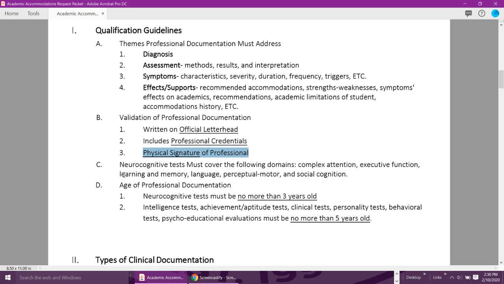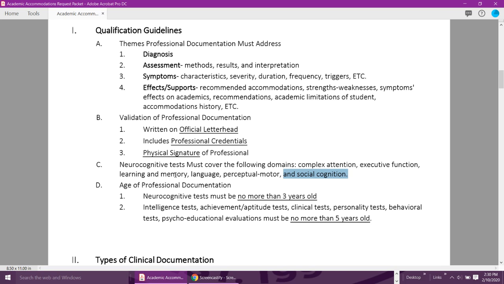Something to keep in mind about neurocognitive tests. They must cover the following domains: complex attention, executive function, learning and memory, language, perceptual motor, and social cognition.